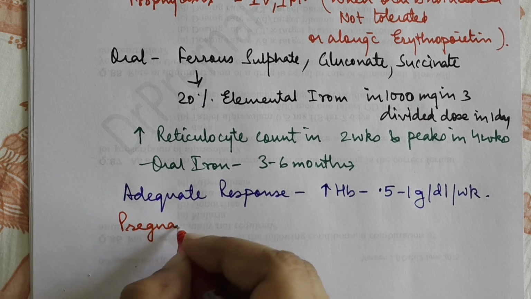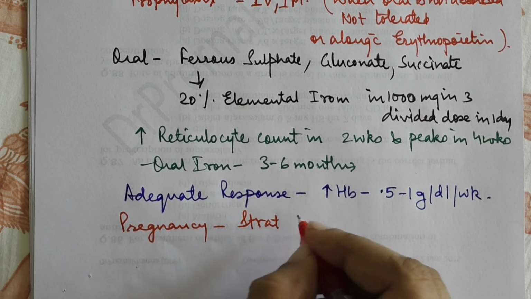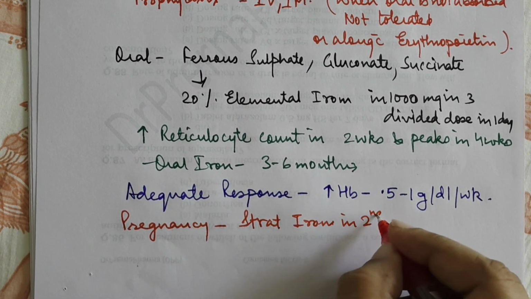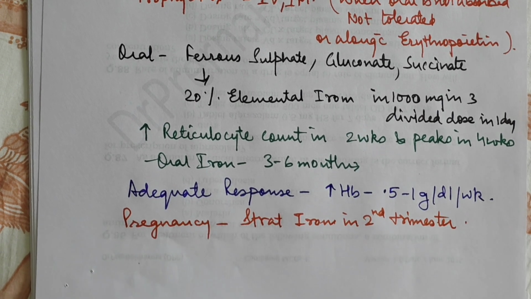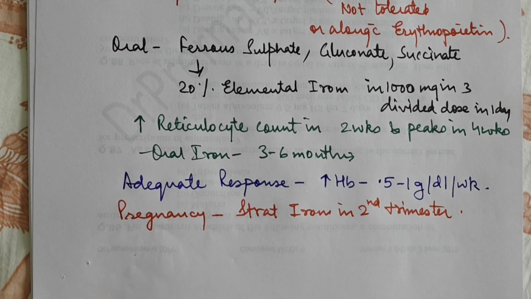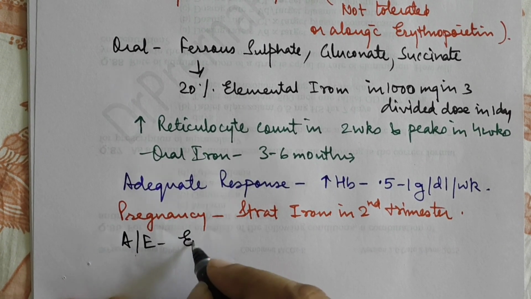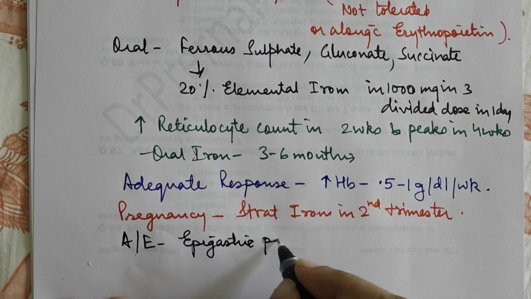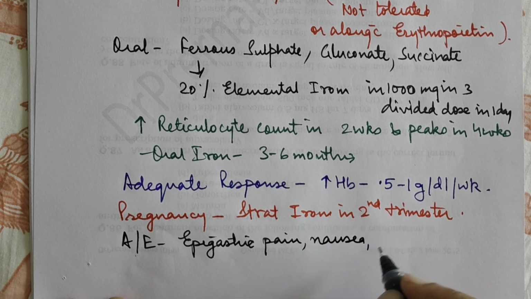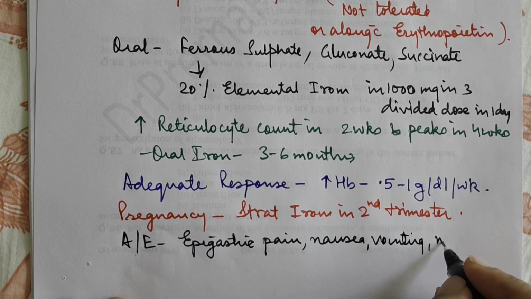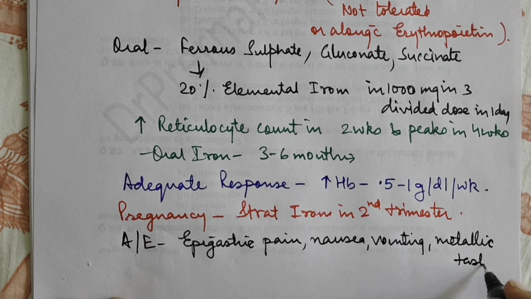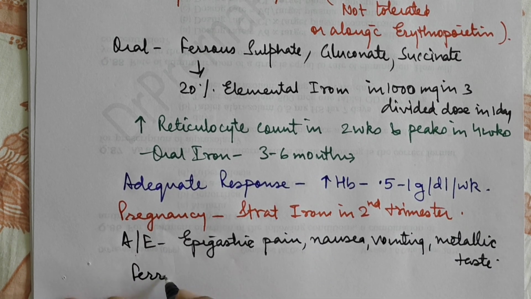In pregnancy, start iron in the 2nd trimester. Why? Because it causes nausea and all, and it will increase the morning sickness of the 1st trimester. What are the adverse effects? It causes epigastric pain, nausea, vomiting, metallic taste in the mouth, right? Now there is another salt, ferric citrate.